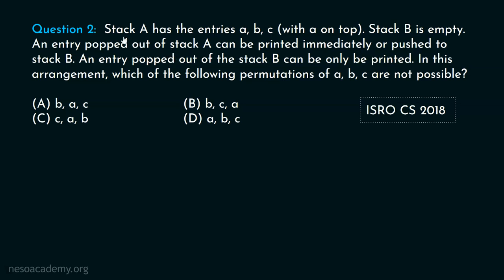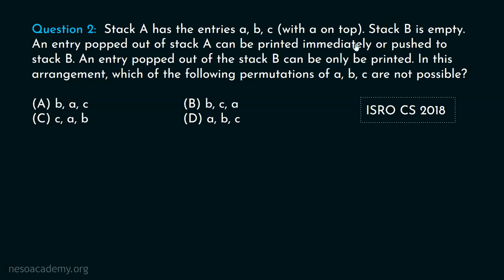Here you can see the question is saying that stack A has the entries A, B, C. This means stack A already has 3 elements, right? With A on top. So it is clear that the first element that is pushed inside the stack is C. Then after this, the second element is B. And the third element that is pushed is A. That is why you would be able to obtain A on top, right? Stack B is empty. Currently stack B is empty.